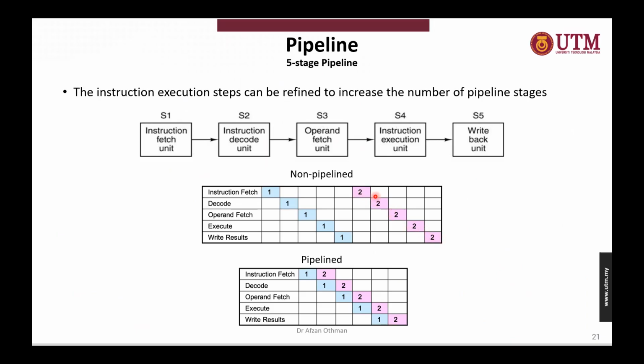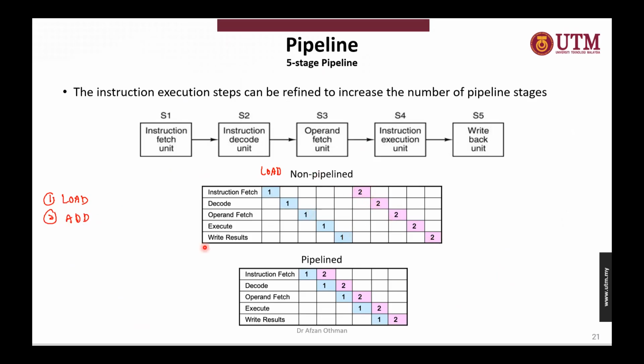The purple color is the second instruction. Let's say you have two instructions here. One is a load, and number 2 is an ADD, for example. So first we need to load. Because this is a 5 stage pipeline, first cycle is fetch, second cycle decode, third cycle operand fetch, fourth cycle execute, fifth cycle you need to write the result. On the sixth cycle, after that we can fetch the second instruction.